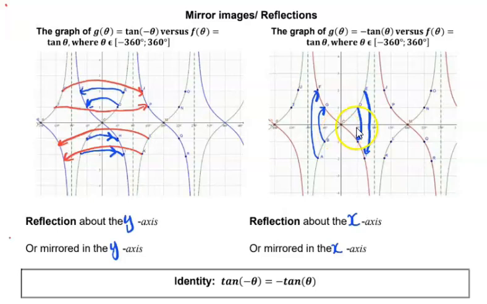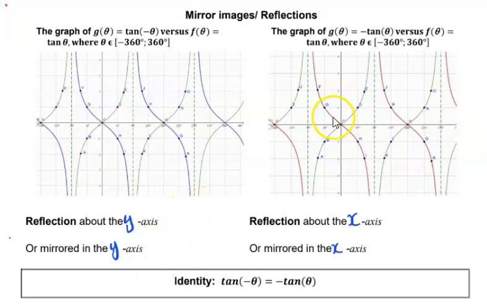But if you look at these two graphs here, let me just erase all our marks. We will see that the blue graph and the red graph look the same. And in this case, we can write down the identity tan of negative theta is equal to negative tan of theta. We also know that from the CAST rule. So this is just a graphical proof for that identity.